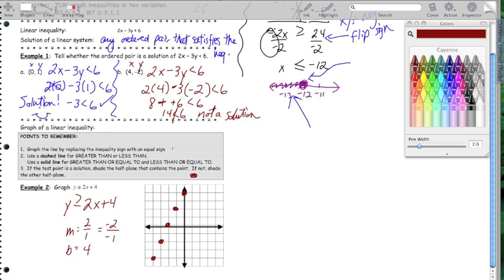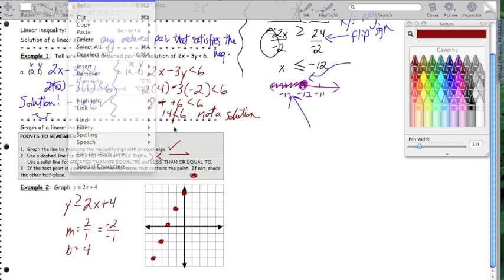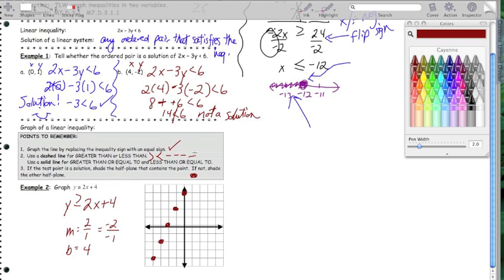So step 1, check. Step 2, use a dashed line for greater than or less than, and then use a solid line for greater than or equal to or less than or equal to. So if it's just a greater than or a less than, you're going to use a dashed line. If you have that equal to component added in, the greater than or equal to or less than or equal to, that's where you use a solid line.